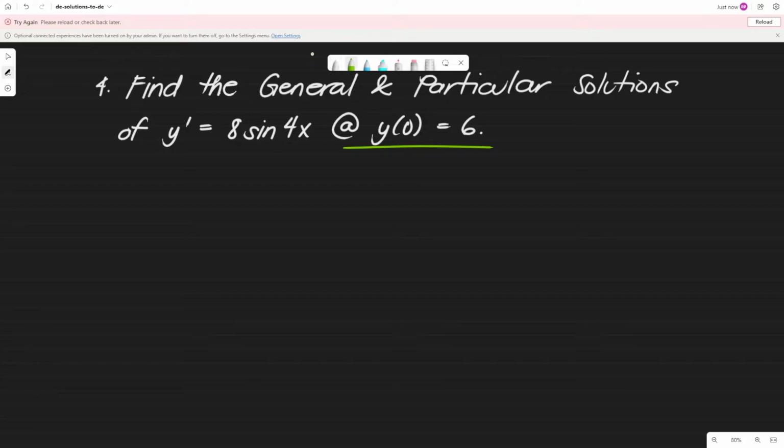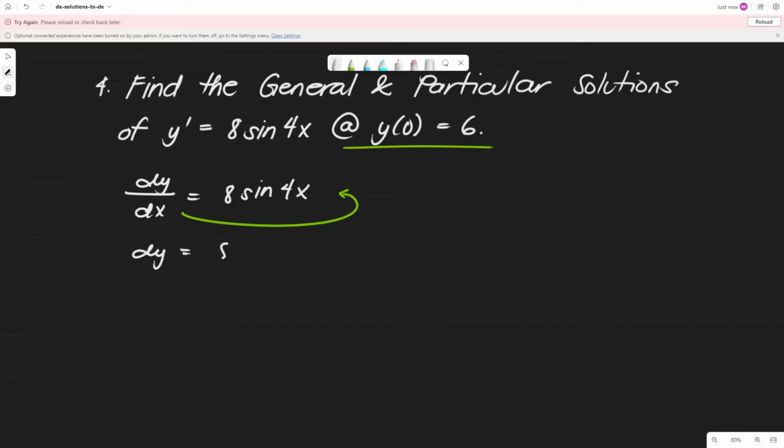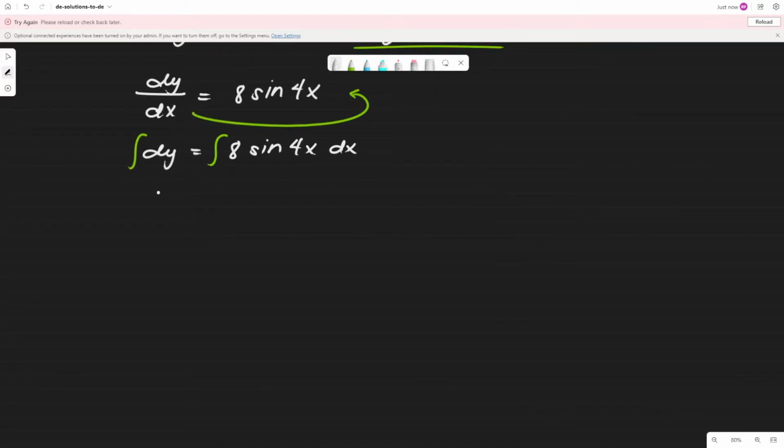Okay, so, let's try to solve this differential equation. So, we have dy over dx, yun yung equivalent ng y prime, is equal to 8 sine 4x. Then, multiply natin yung dx, para mapunta siya dito. We can integrate, or get the antiderivative. So, we have dy is equal to 8 sine 4x dx. Then, let's get the antiderivative. So, the antiderivative of dy is obviously y. The antiderivative of 8 sine 4x dx.